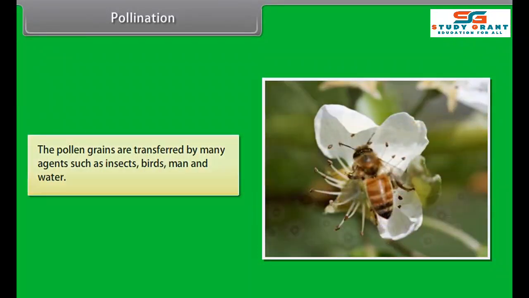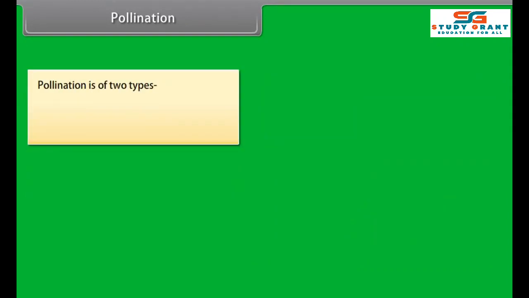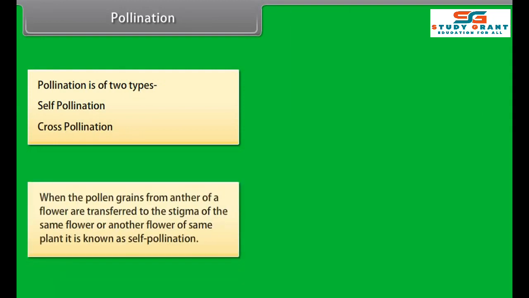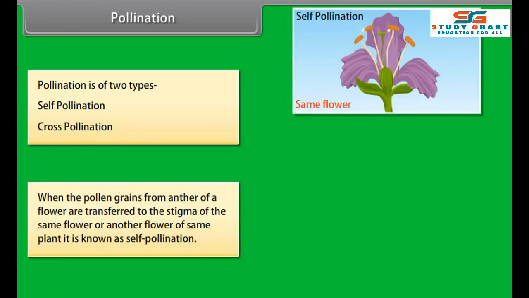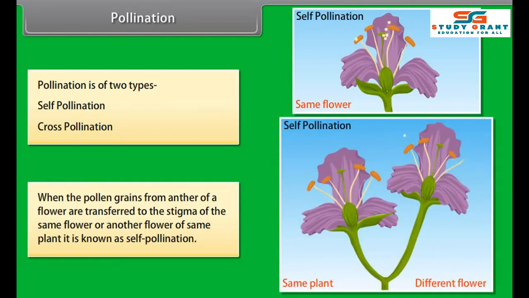Flower bears male sex organs stamen and female sex organs carpels. Flower is the part of the plant that takes part in sexual reproduction. Ovary matures to form fruit and contains seeds.